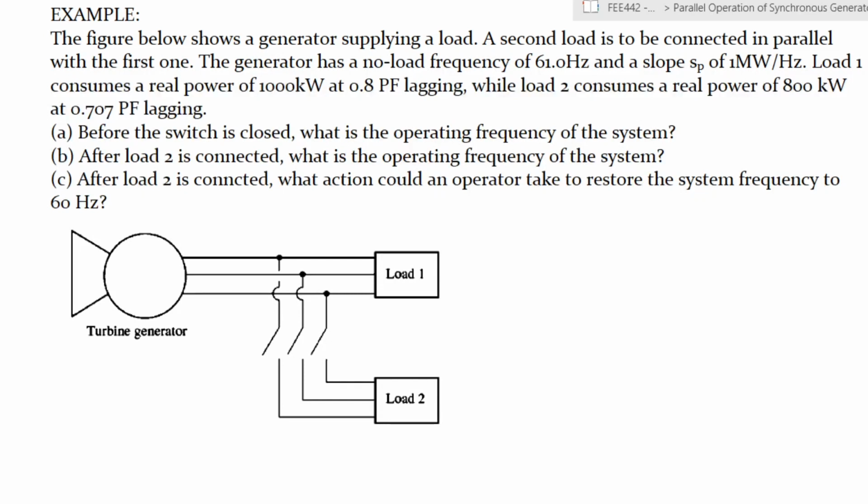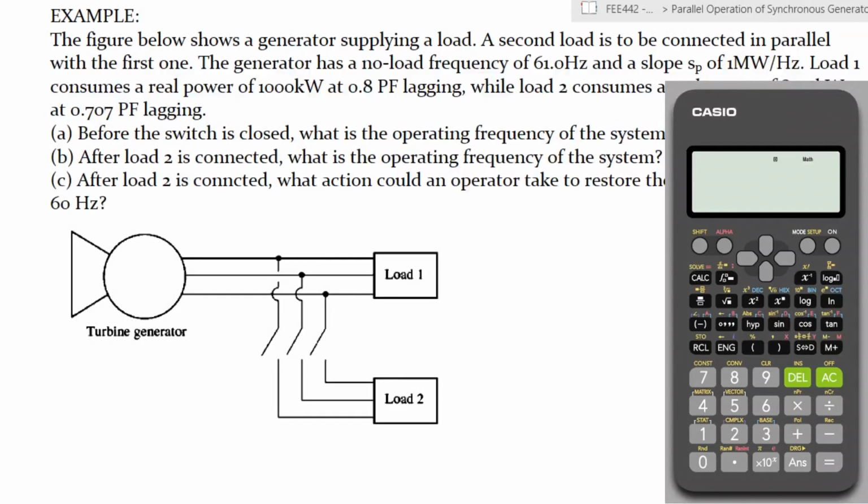As per the characteristic that we had, load 1 consumes that power at that power factor, and load 2 consumes the real power of that at a power factor of 0.707. Before the switch is closed, what is the frequency? After the load is connected, what is the frequency? And what can we do to restore the system frequency to a desired value?